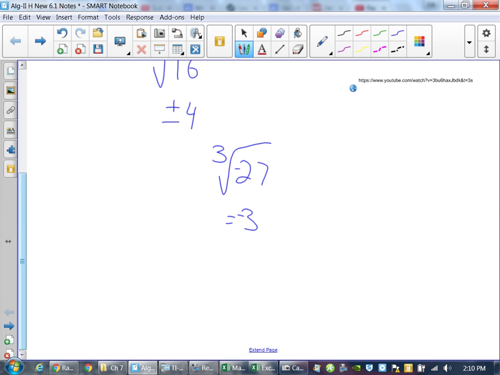Okay. So this is what we call an nth root. We just write it like that. That value of n changes. It just means how many times the number has to be multiplied together to give you the value inside there.